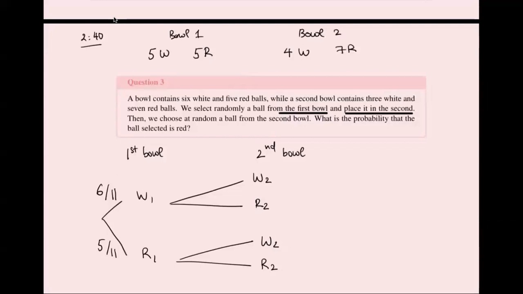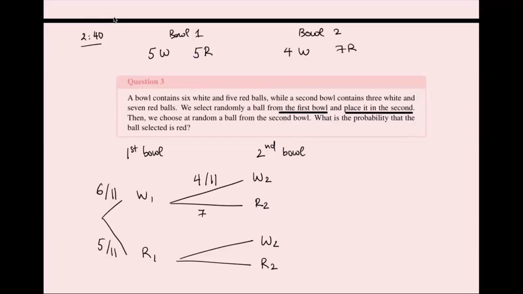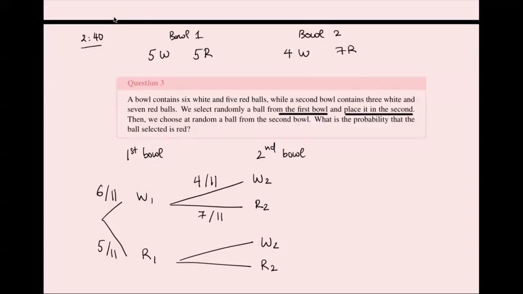And then you choose a ball randomly from the second bag. Then the probability that you get a white ball is 4 divided by 11, because now you have 4 plus 7, which is 11 balls in total. And the probability that you get a red ball from the second bag is 7/11.